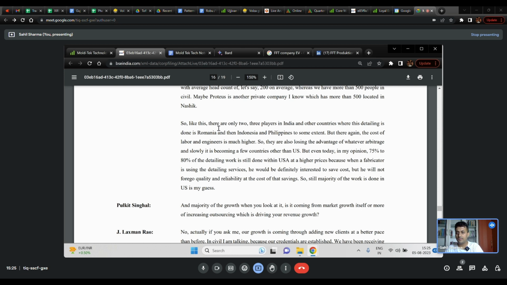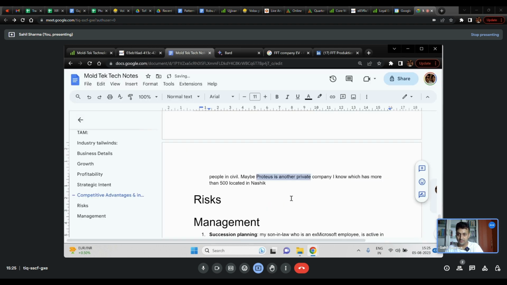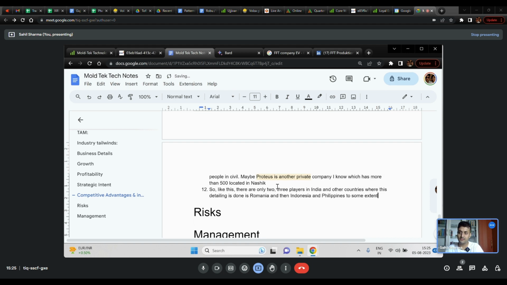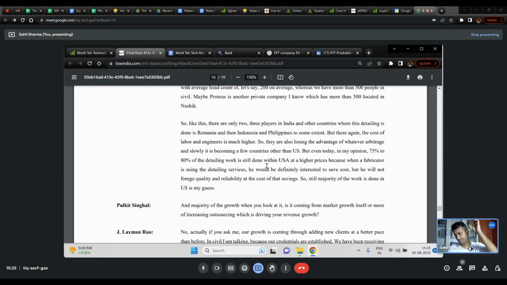Right. And then Romania and Indonesia and Philippines are the other places where this detailing happens. Cost advantage India has is probably higher, and then most of the detailing is happening in USA at higher prices. So, yeah, the same drivers that you would expect in an industry like services are present in more tech.